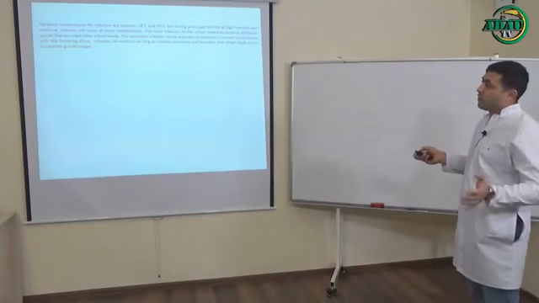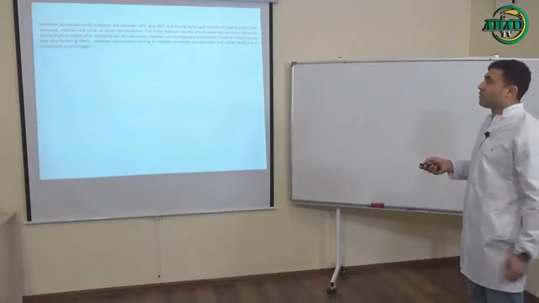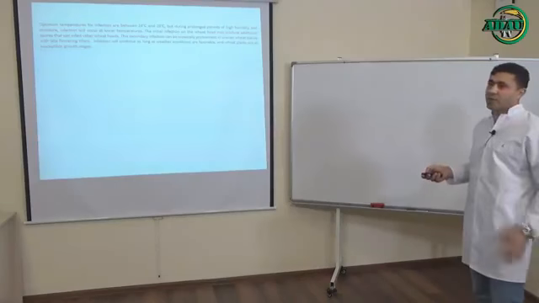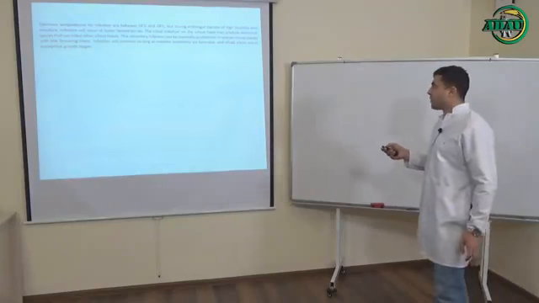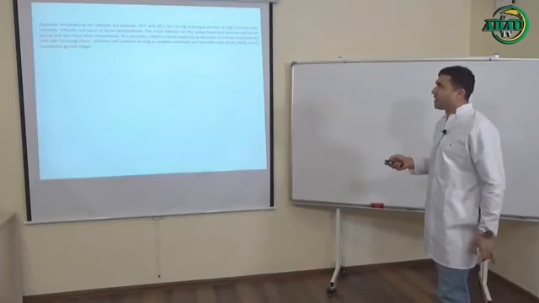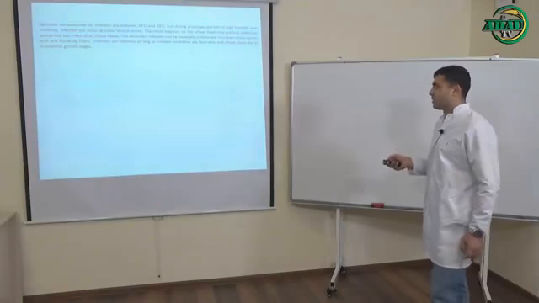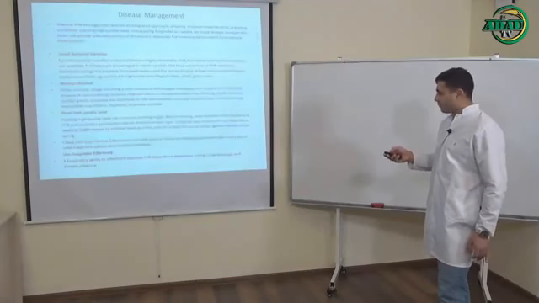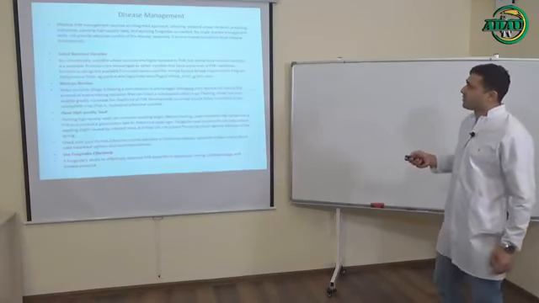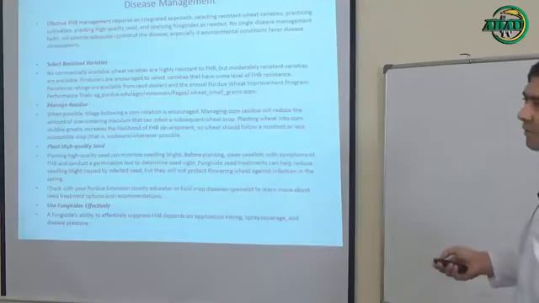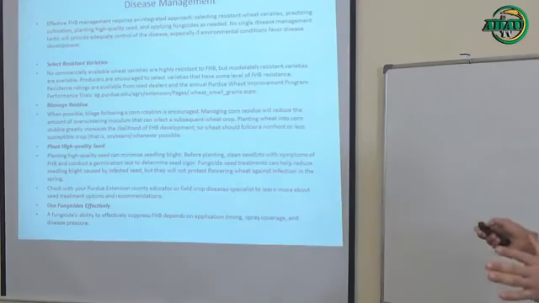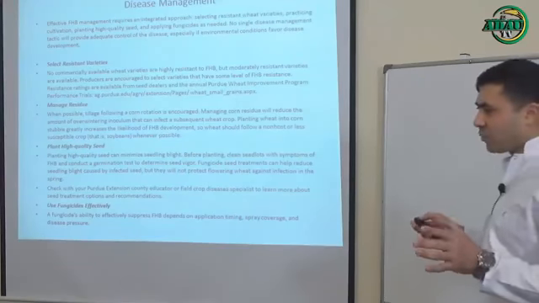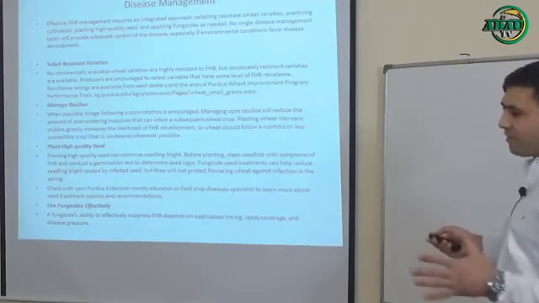So what about the favorable conditions? I can tell you the optimum temperature for infection is between 24 and 29 degrees Celsius. But during periods of high humidity and moisture, infection can occur at a lower temperature. For disease management, effective Fusarium head blight management requires an integrated approach. What does that mean? You can use different management methods at the same time. It will be more effective than single management methods.